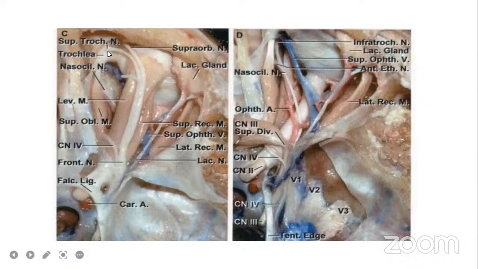The trochlear nerve passes medially above the oculomotor and ophthalmic nerve to reach the superior oblique muscle. So here, the trochlear nerve is passing towards the superior oblique muscle. The frontal, lacrimal, and trochlear nerves pass outside the annular tendon, and the nasociliary and abducens nerves pass through the tendon.